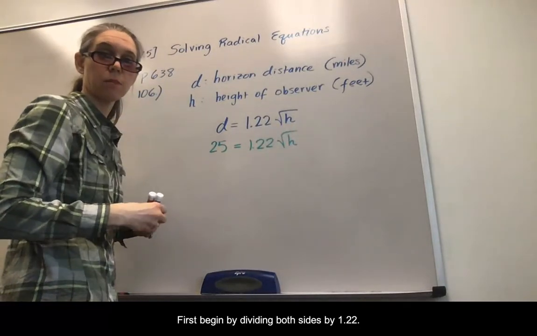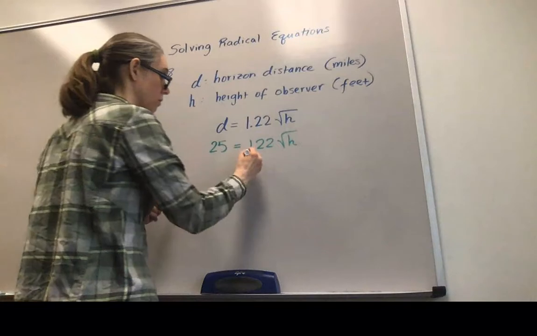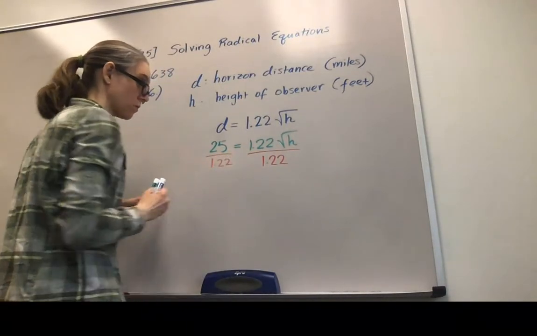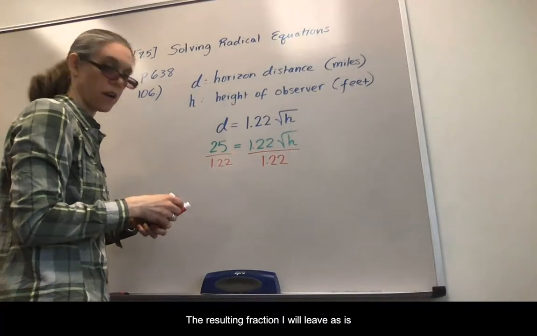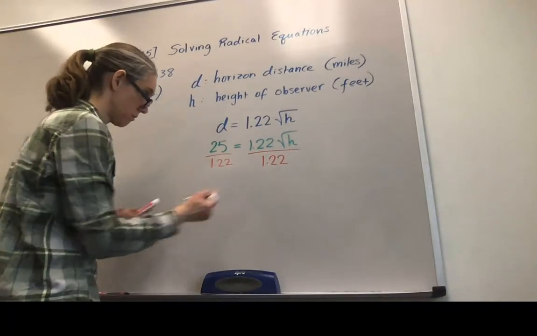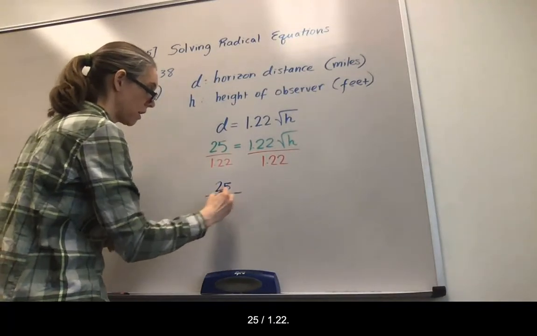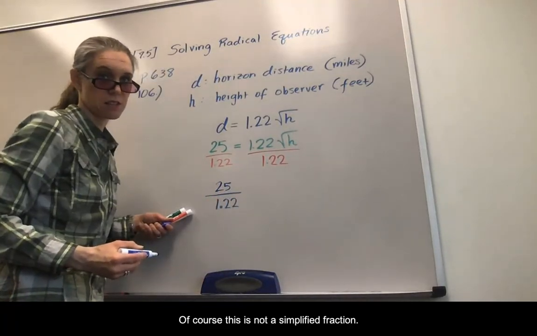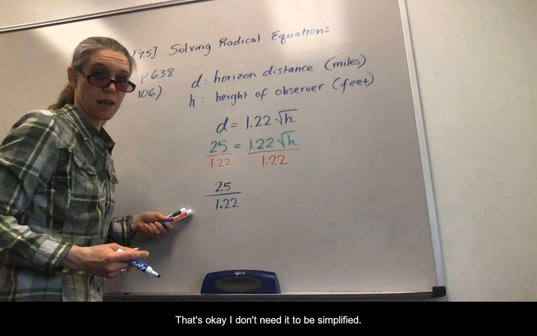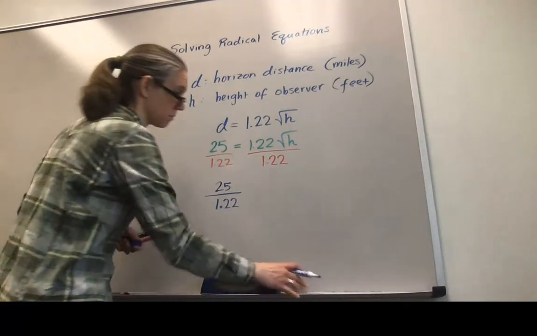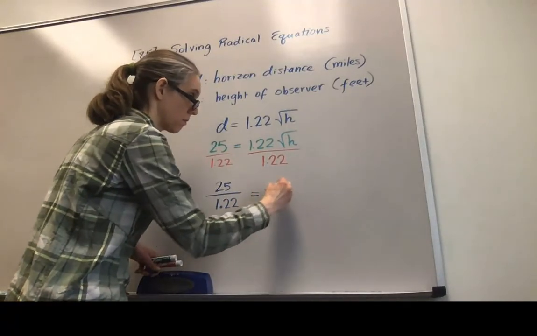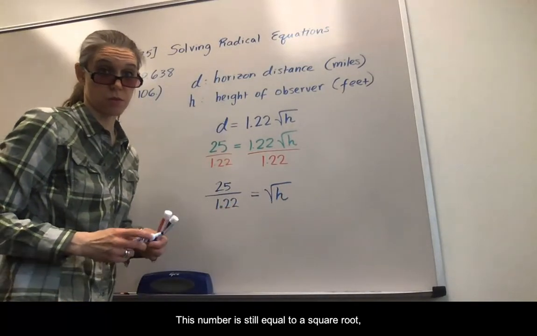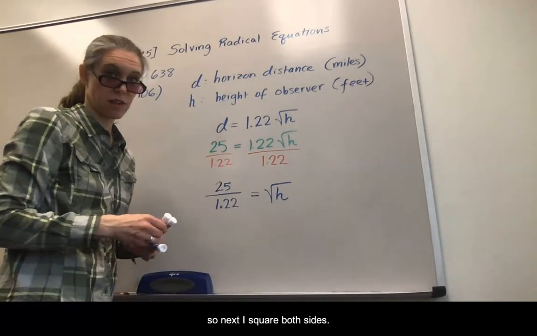First, begin by dividing both sides by 1.22. The resulting fraction I will leave as is, 25 divided by 1.22. Of course, this is not a simplified fraction, but that's okay. I don't need it to be simplified yet. This number is still equal to a square root. So next, I square both sides.